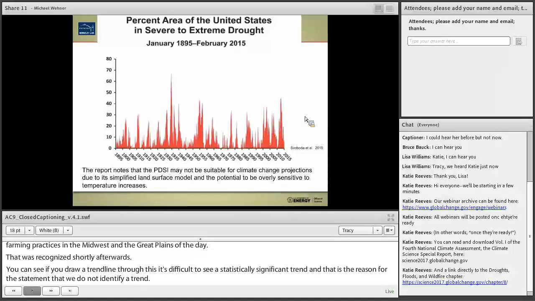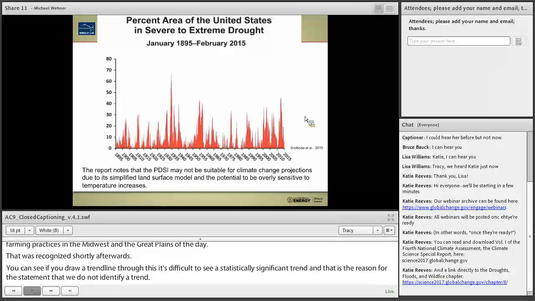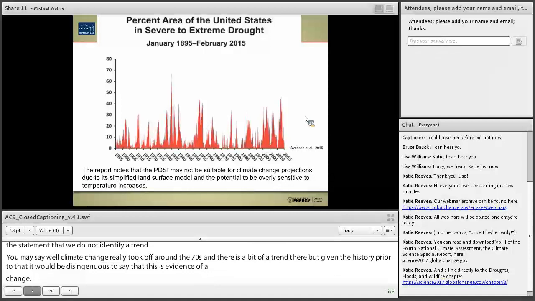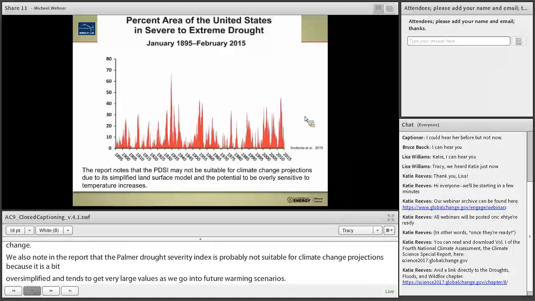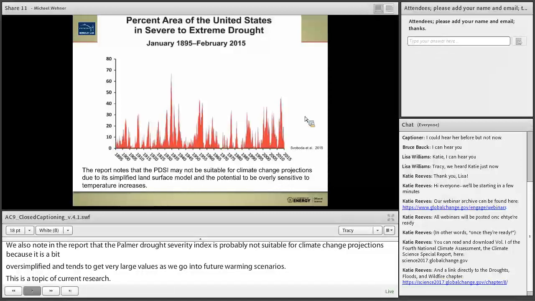We also note in the report that the Palmer Drought Severity Index, PDSI, is probably not suitable for climate change projections because it's a bit oversimplified in the land and tends to give very large values as we go into future warming scenarios. This is a topic of current research. It's a little problematic, in my opinion, because the Palmer Drought Severity Index is often used to make a claim that a particular county is eligible for disaster relief. That has some implications that are beyond the scope of what I can talk about, but is something to consider.